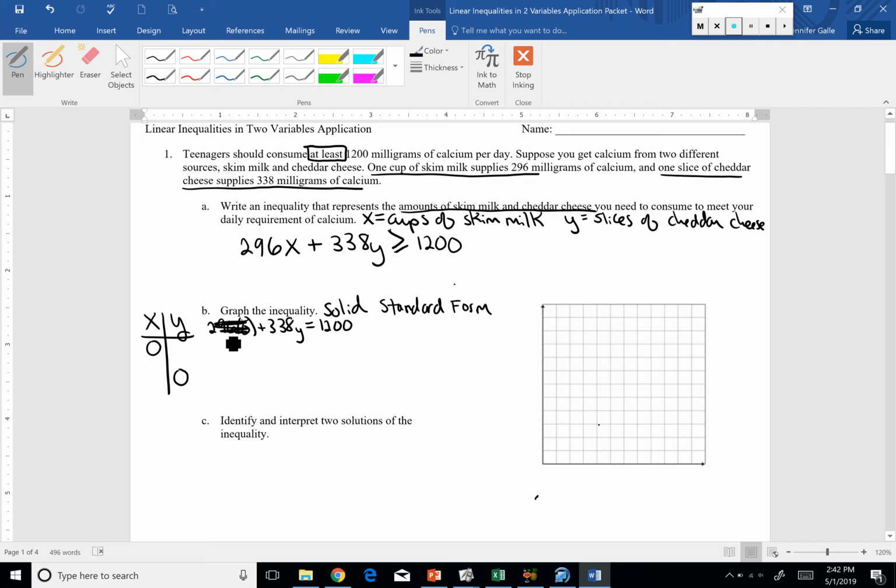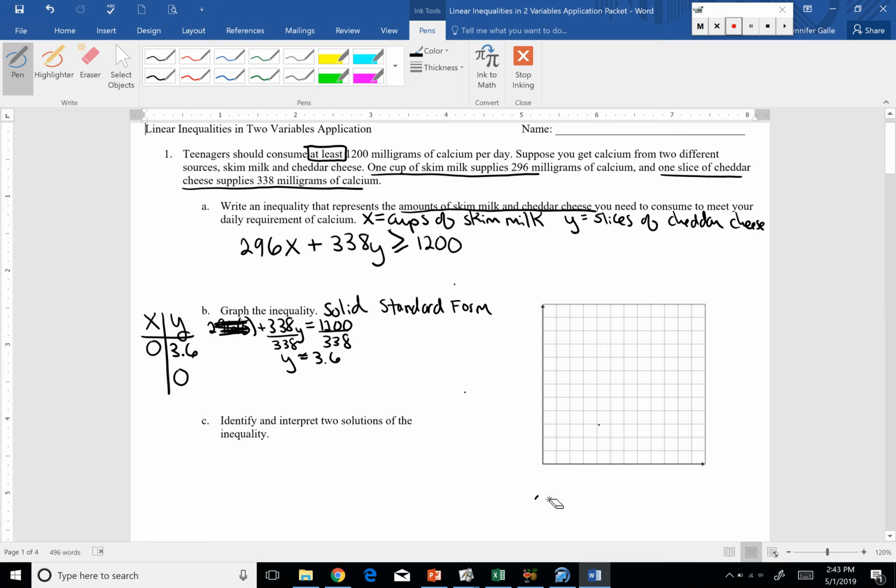296 times 0, well, that's just 0. Trying to save us a little bit of space here, a little bit of writing. So we end up with 1200 divided by 338. And I get 3.55029 and it keeps going. So I'm going to round that off. I'm going to call it 3.6. Let's just go to the nearest tenths when we round. This graph for us, it's just going to be a sketch with that boundary line. If we want the exact line, we'd have to use some form of technology. All right, so we've got our y equals roughly 3.6-ish.